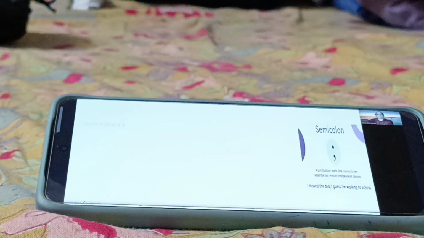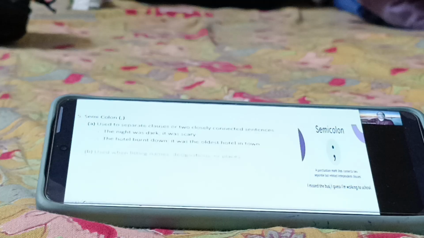Now we look at the semicolon. So you're separating two clauses, or two closely connected sentences. A small separation, so we use a semicolon. The night was dark, separated by a semicolon, it was scary. So two clauses: the night was dark, that also makes sense, and it was scary, so it makes sense separately. But it's adding additional information, so we're using a semicolon to separate that.